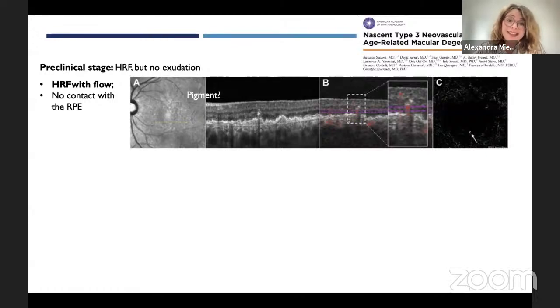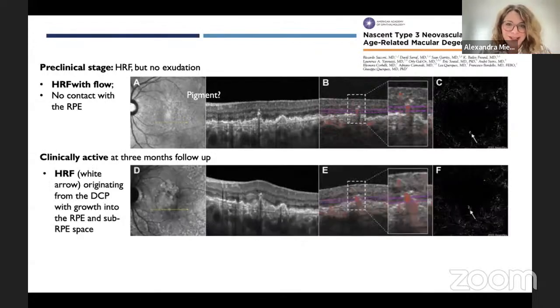These are hyperreflective foci that have flow, as opposed to the enormous majority of hyperreflective foci that do not have flow on OCT angiography. But there is no contact with the RPE in this preclinical stage. However, the patient has to be followed up. And if we are patient enough and see the patient in several months, here is the image at 3 months follow-up, but it may be more or less, we can see that the patient did develop a small exudation and a hyperreflective intraretinal complex suggestive of clinically active type 3 macular neovascularization.